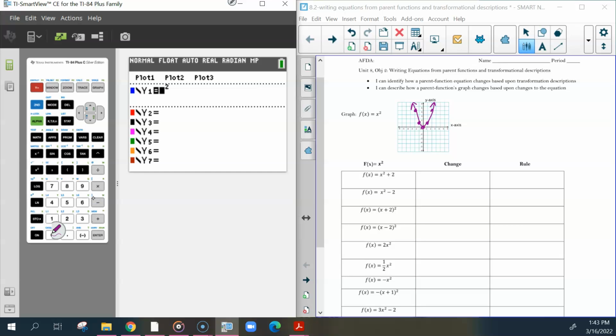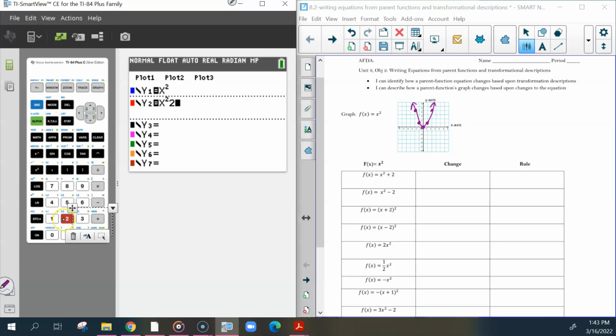I'm going to keep this in. This is going to be my parent function. How everything else moves is in relation to this one. And I'm just going to put in the next line: x squared plus 2. And it's going to graph both.